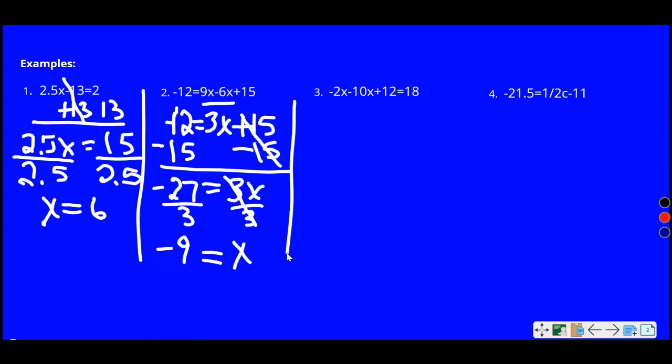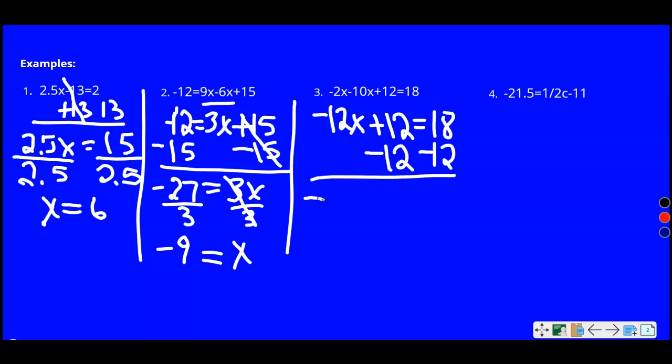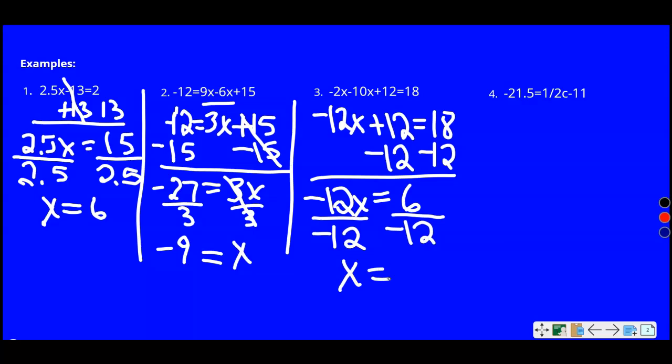All right, number 3: negative 2x minus 10x. They're on the same side, so I'm going to have negative 12x. Again, we're combining like terms. Plus 12 equals 18 minus 12. And 18 minus 12 is 6. Divide both sides by negative 12. So here, 6 divided by negative 12. Remember, when you're dividing fractions, you can reduce, but this is not negative 2. This is negative 1/2.